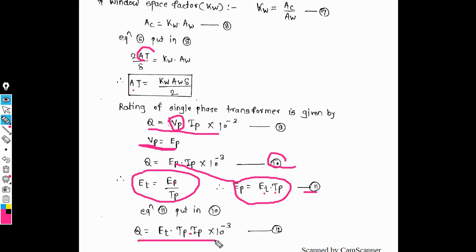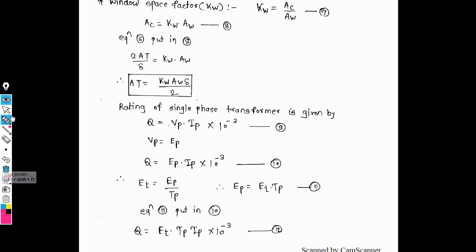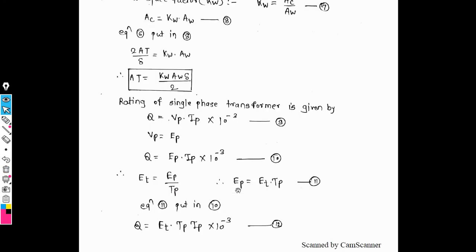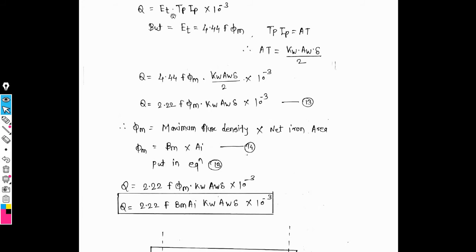But in this equation we need the rating of the transformer. Q is equal to ET into TP into IP into 10 raised to minus 3. In this equation, the EMF per turn is ET is equal to 4.44 F phi. The value of ET put in this equation. Then TP IP and TS IS is equal to ampere turns. We have to put TP IP is equal to AT.